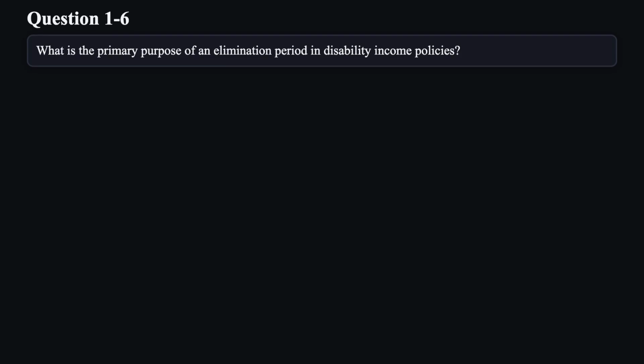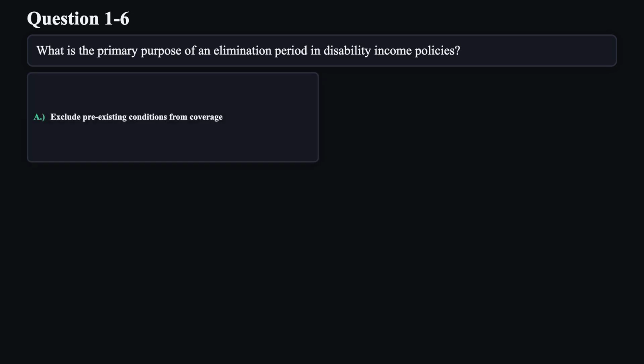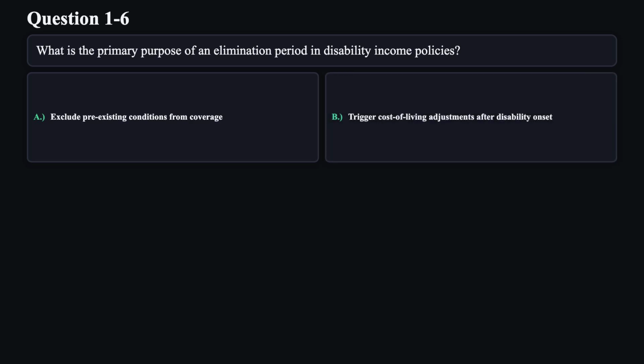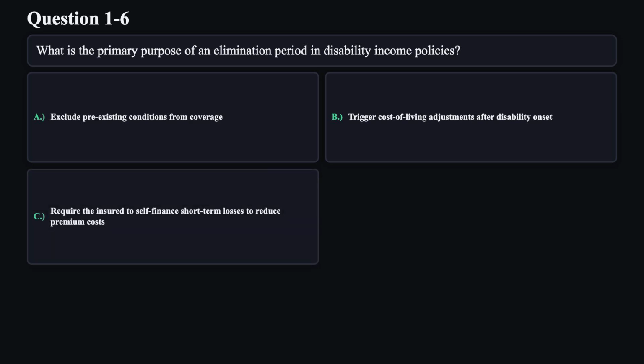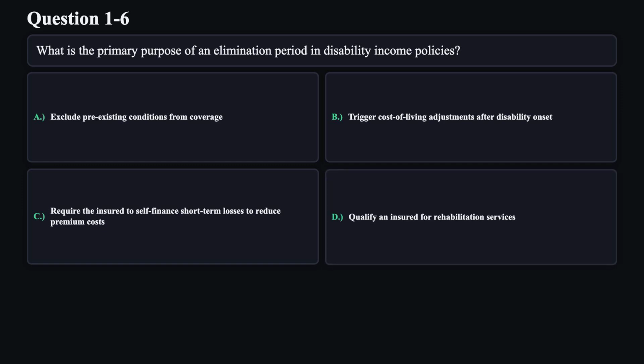Question 6. What is the primary purpose of an elimination period in disability income policies? A. Exclude pre-existing conditions from coverage. B. Trigger cost of living adjustments after disability onset. C. Require the insured to self-finance short-term losses to reduce premium costs. D. Qualify an insured for rehabilitation services.